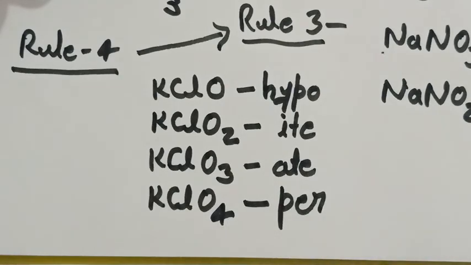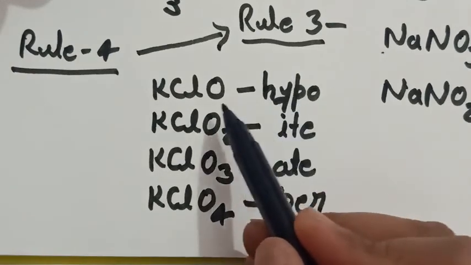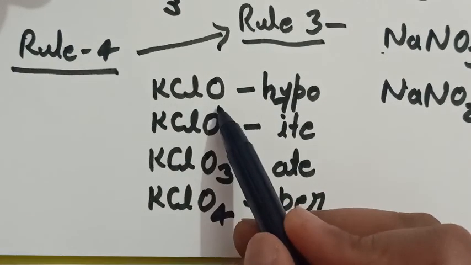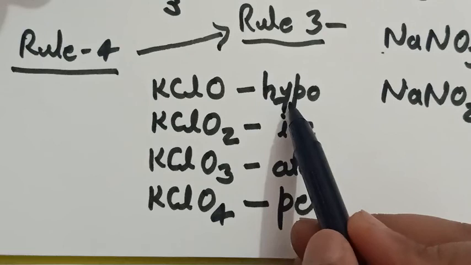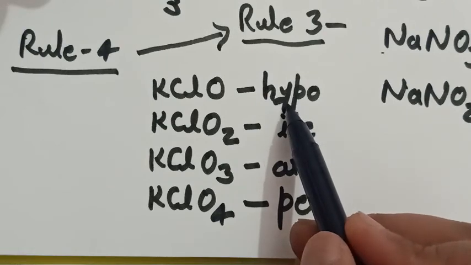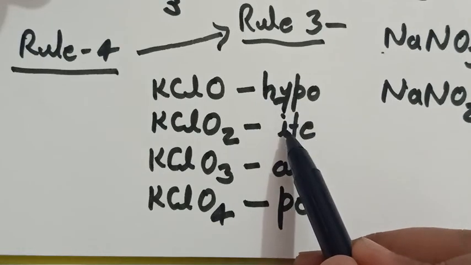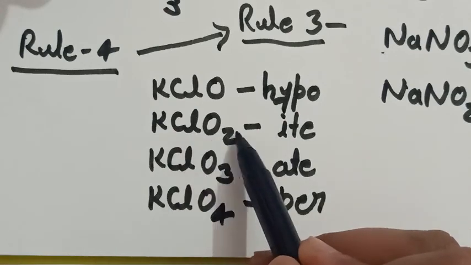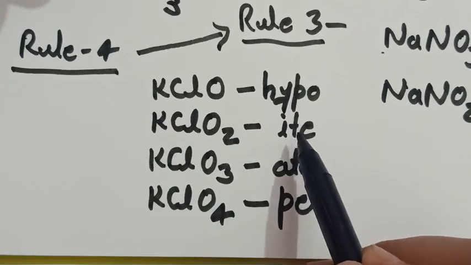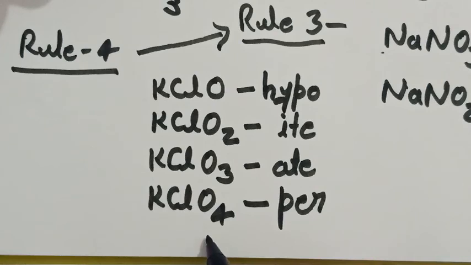Alright. So students, this KClO is named potassium hypochlorite as it contains less oxygen than potassium chlorite. Okay, whereas this KClO4 is named potassium perchlorate as it contains more oxygen than potassium chlorate. Alright.